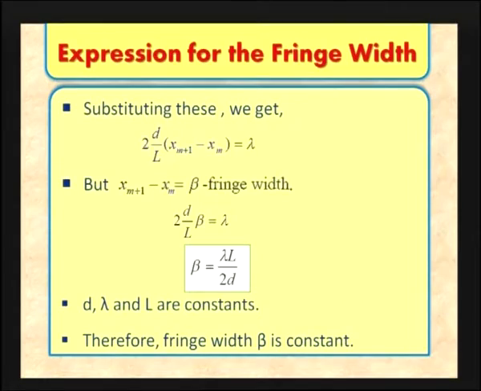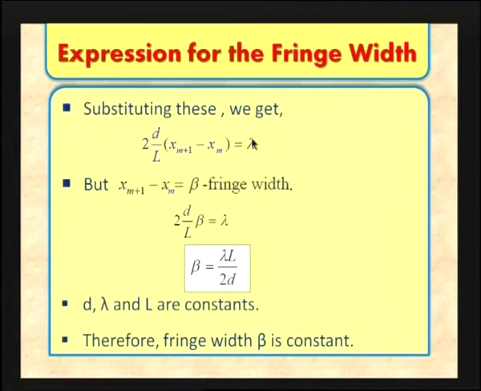As I told you, x m plus 1 refers to the distance at which you get the m plus 1th dark band. x m is the point where you get the mth dark band. So, m and m plus 1 are two successive dark bands. The distance that separates two successive dark bands obviously refers to the bandwidth. The bandwidth or the fringe width beta is given by x m plus 1 minus x m. So, 2 d by L into beta will be equal to lambda.